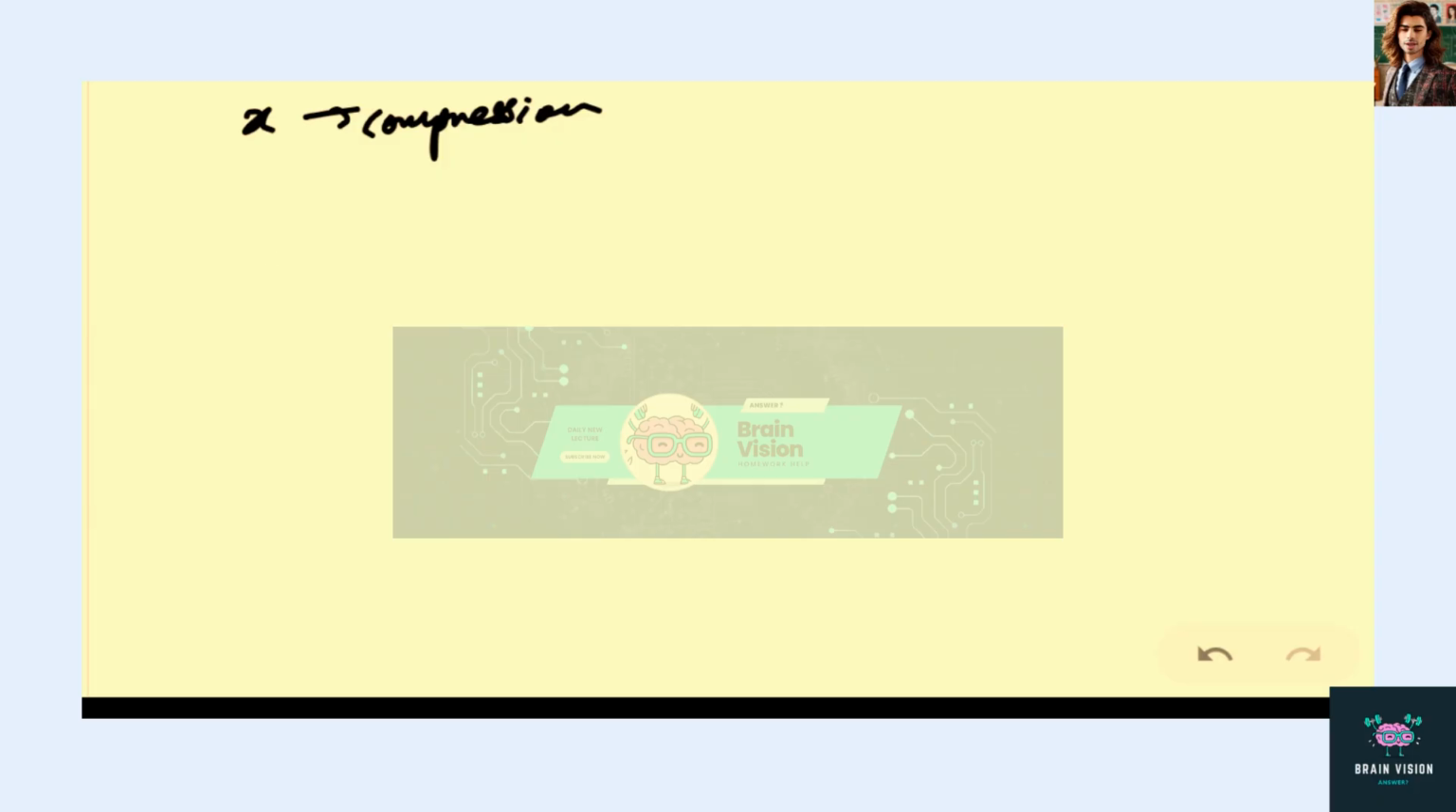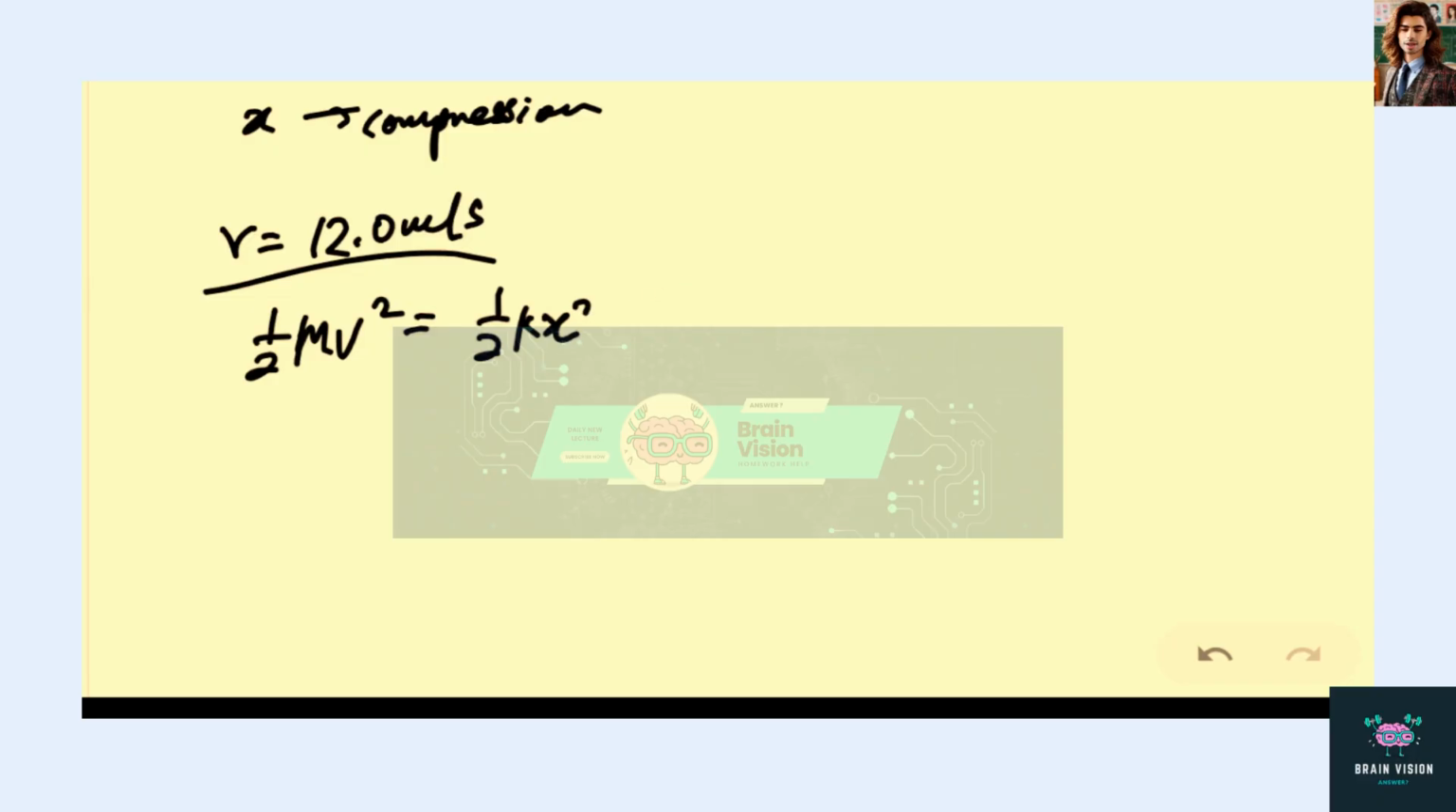along a frictionless surface and its velocity reaches 12 meters per second. So using this as the kinetic energy, we can find half mv squared must be equal to the elastic potential energy at start, which is half kx squared. So you can find x quite easily, just taking mv squared divided by k and take the square root.